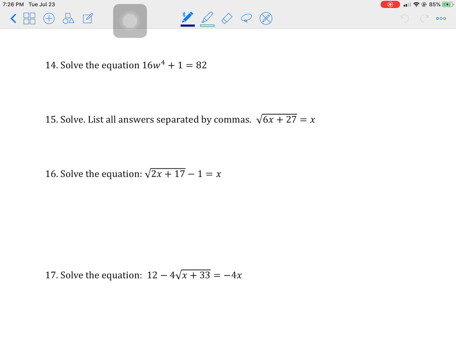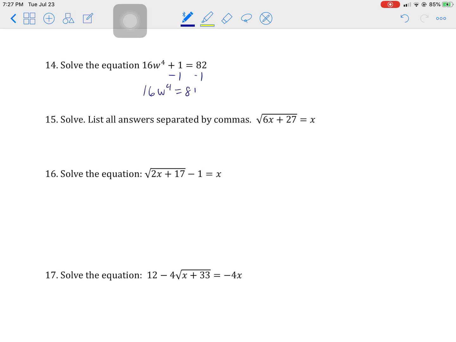All right, to page 4 of test number 4 review. One at the top, we have a fourth root equation. So we want to get that fourth root alone. The exponent is raised to the fourth power, and we want to get that alone.